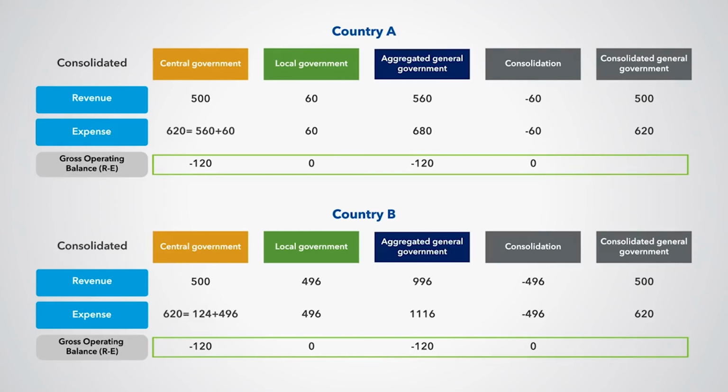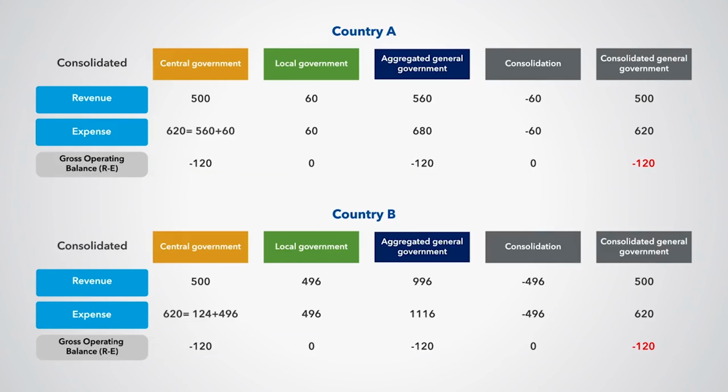Note that the gross operating balance of the general government is unaffected by consolidation. It remains unchanged at minus 120. Consolidation adjustments do not have an impact on any of the balancing items in the GFS framework, as the consolidation process is symmetric within a given table or statement. If a balancing item changes during consolidation, an error has been made during the process and needs to be fixed.